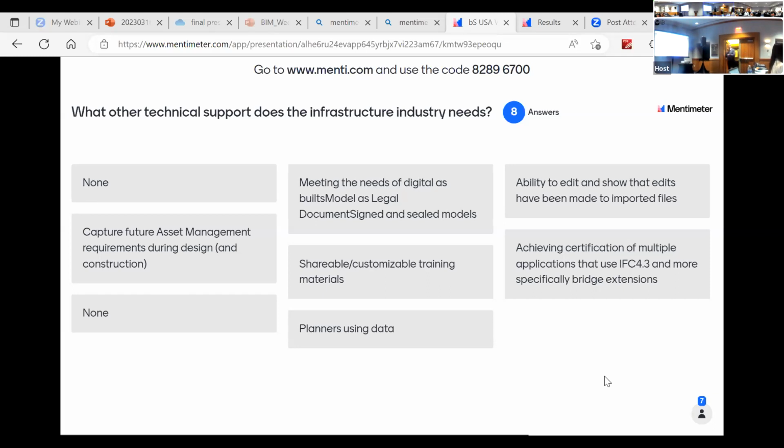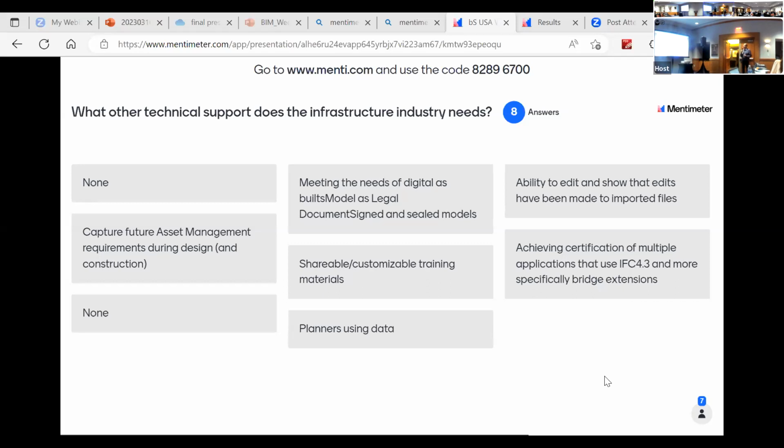Okay. So in those 3 words, there's actually a lot of rich ideas. I'll try and hold those in my brain as we go forward. Ability to edit and show that edits have been made to imported files, is tracking changes during the process, I think, is important. It's metadata, isn't it, about who's made what changes. Is that what we're thinking there?